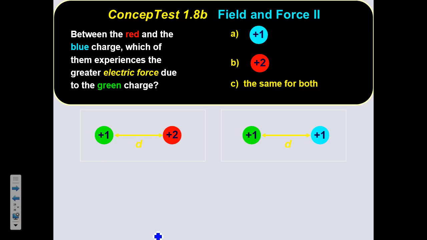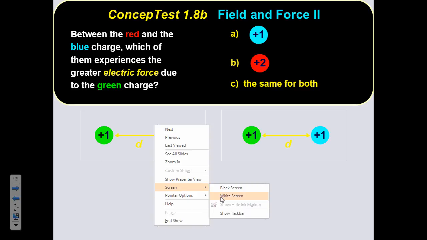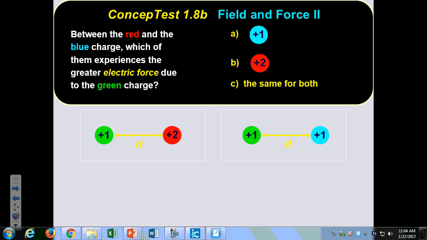All right, which one feels the greater force? The blue, the red, or is it the same for both? All right, we'll stop at 25.